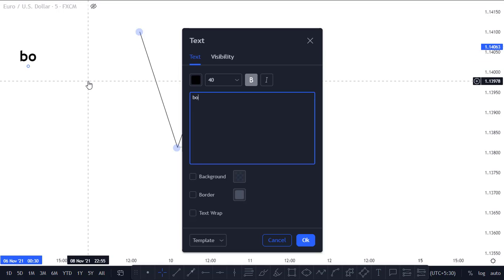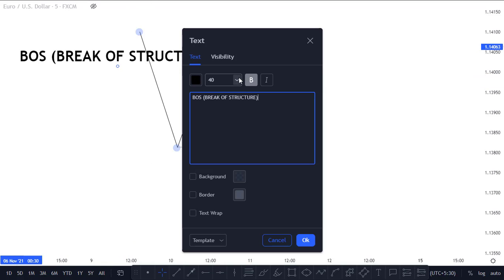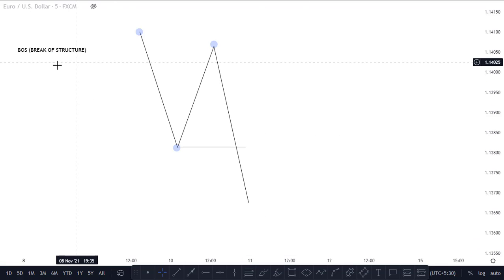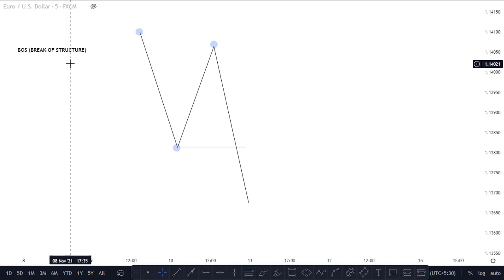We call it BOS, or break of structure. Try to understand that whenever you see me talking about BOS throughout this video, I mean break of structure. BOS means break of structure.